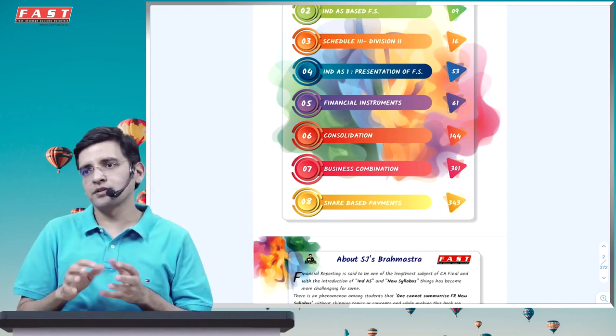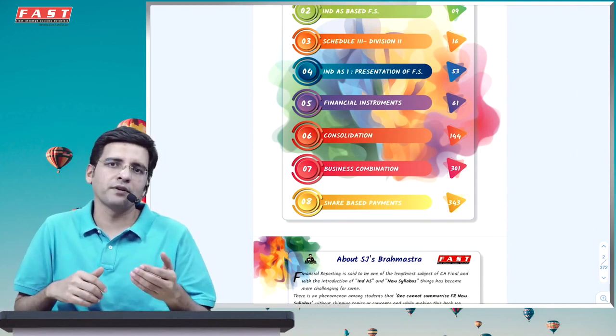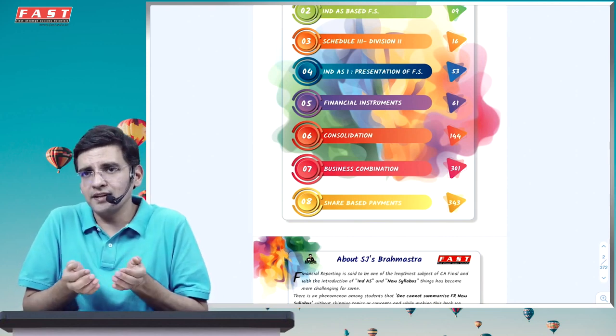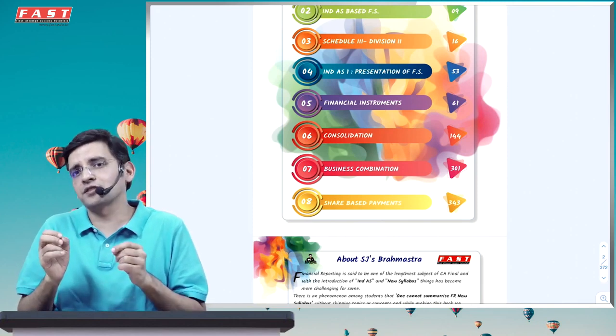Now this is Schedule 3 Division 2, which is altogether a different format where assets come in first and not equity and liabilities. So in that sense you need to first understand it, then you come to financial instruments, which despite being one of the trickiest and toughest topics.